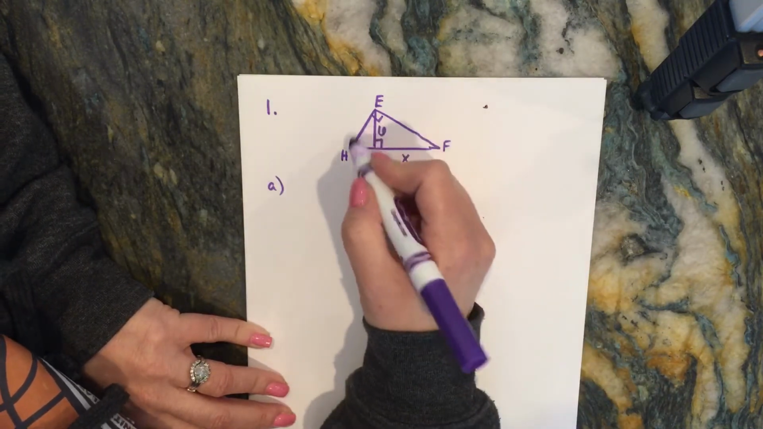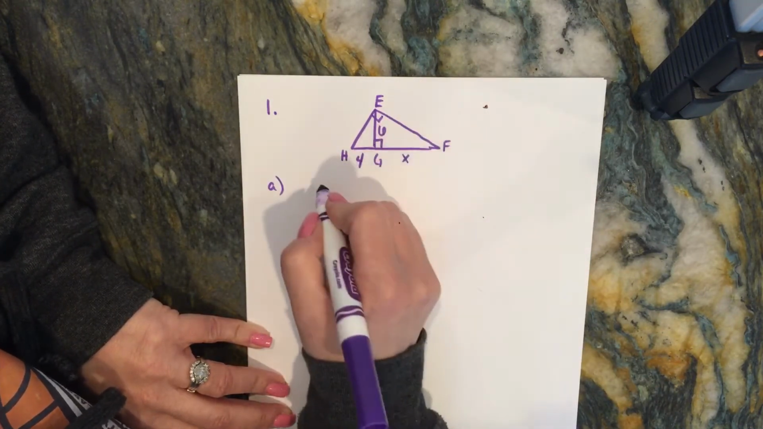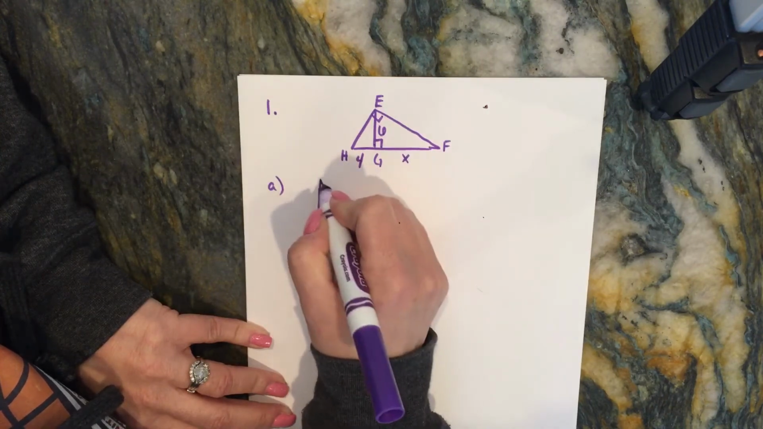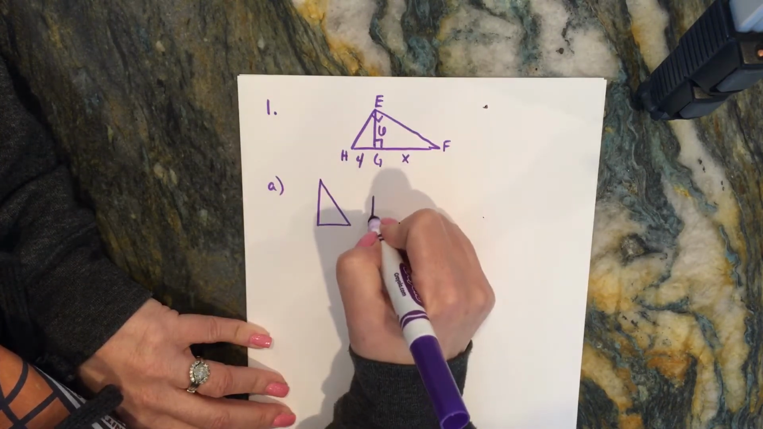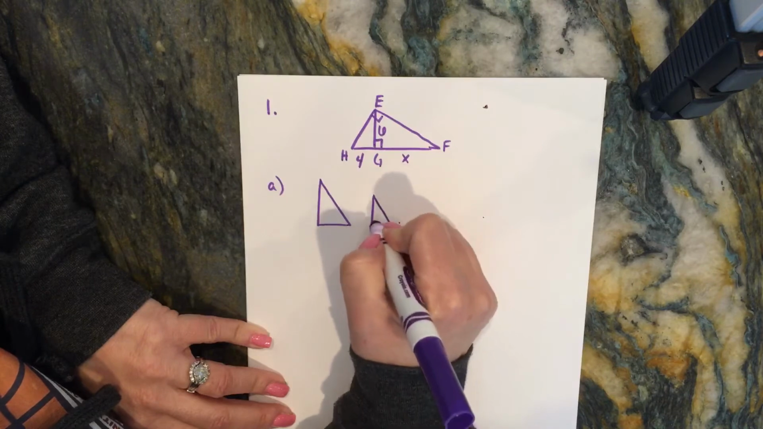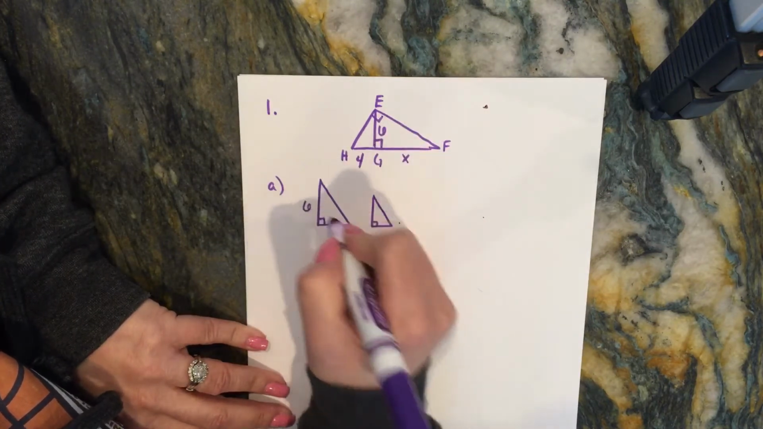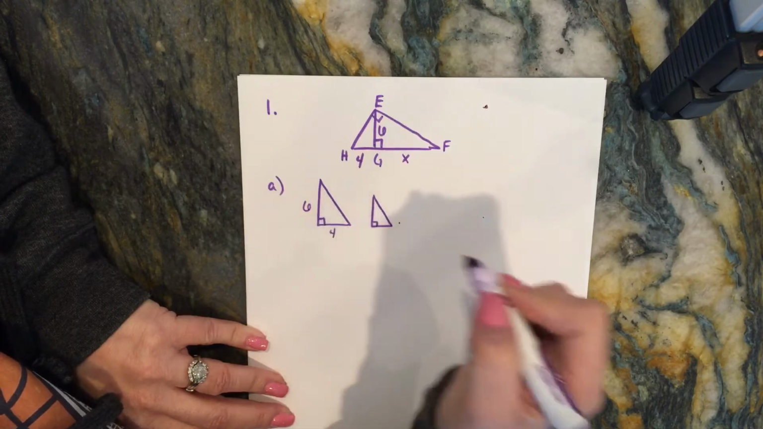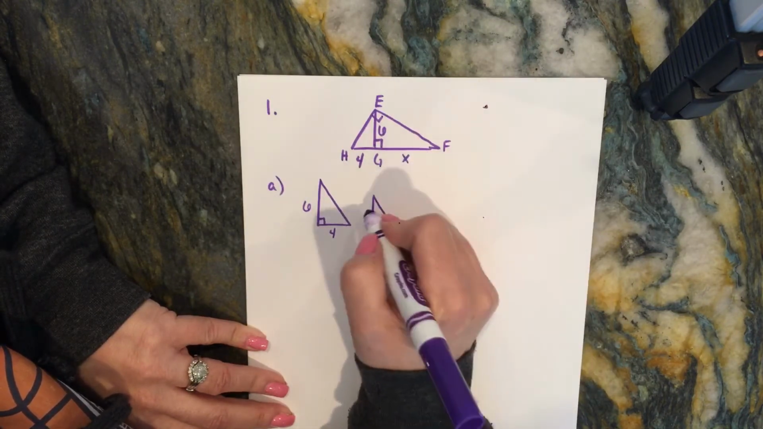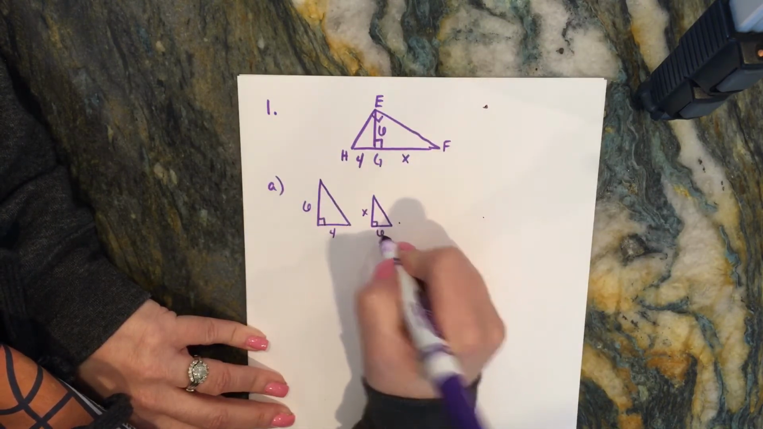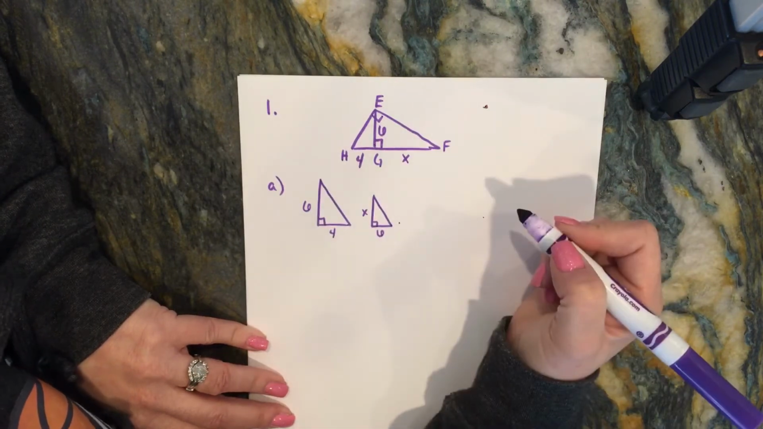So it looks like we're working with the small and the medium triangles. You can go ahead and redraw them if it makes you feel better or it's easier for you to visualize it. There's our small and our medium. In the small, we know the longest leg and we know the shortest leg. In the medium, we know the longest leg is X and the shortest leg is 6. We don't know the hypotenuse.